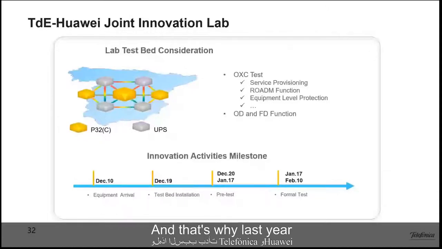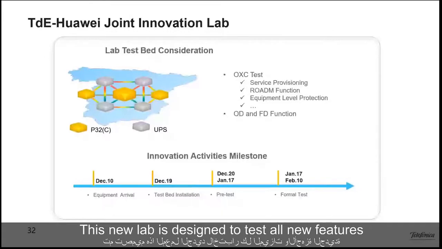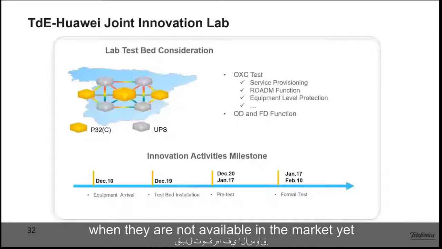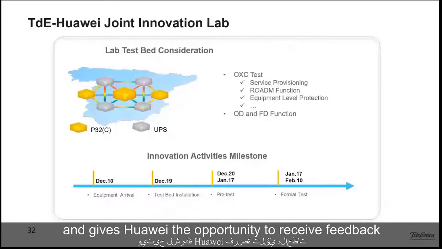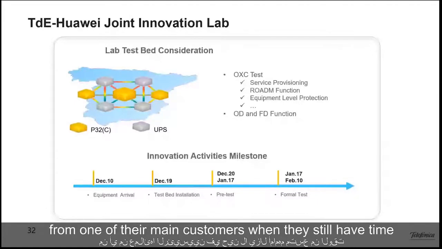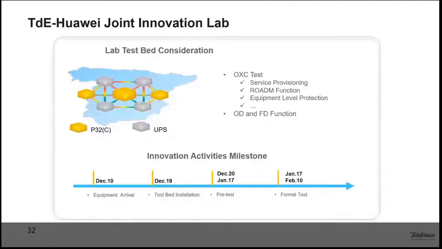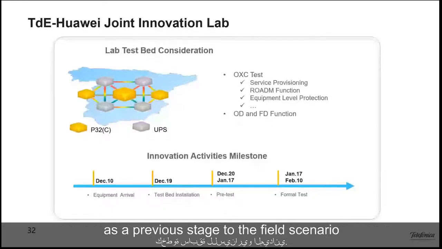And that's why last year, Telefónica and Huawei started a new project called Innovation Lab. This new lab is designed to test all new features and equipment coming, even during the development stage when they are not available in the market yet. This lab allows us to see and test how our future networks will be and gives Huawei the opportunity to receive feedback from one of their main customers when they still have time to fix problems or improve some details. The Innovation Lab is also the first step towards the field trials as a previous stage to the field scenario.